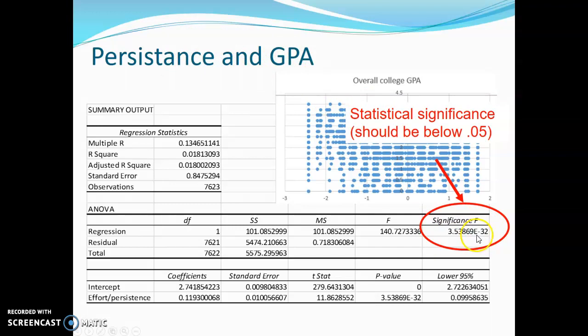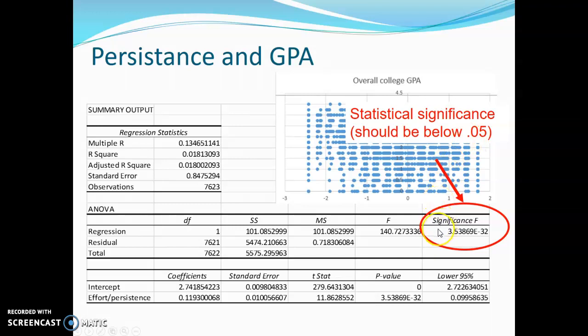And this e negative 32 means times 10 to the negative 32. In other words, it's this number with the decimal moved 32 places to the left. So it's 0.00, about 31 zeros, then a 3. This is an extremely low number. It's well below 0.05. So because of that power of 10 there, this number is well below 0.05.